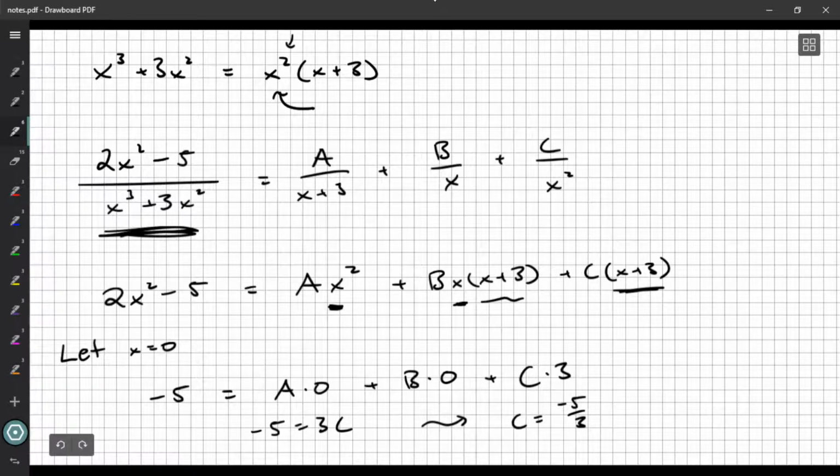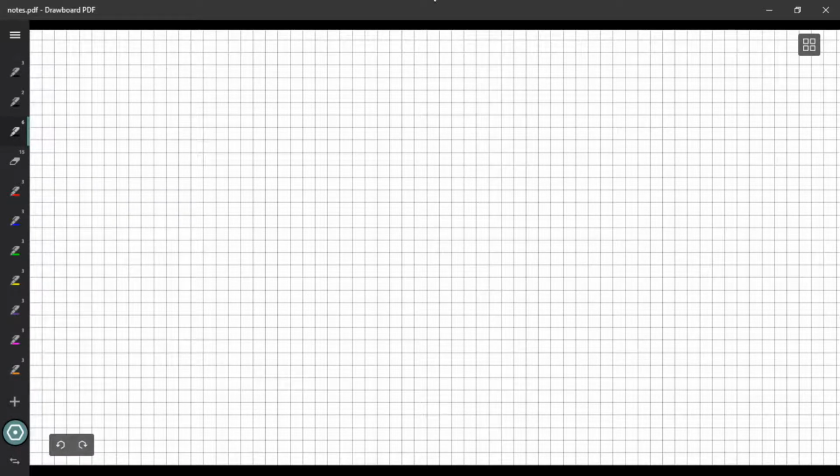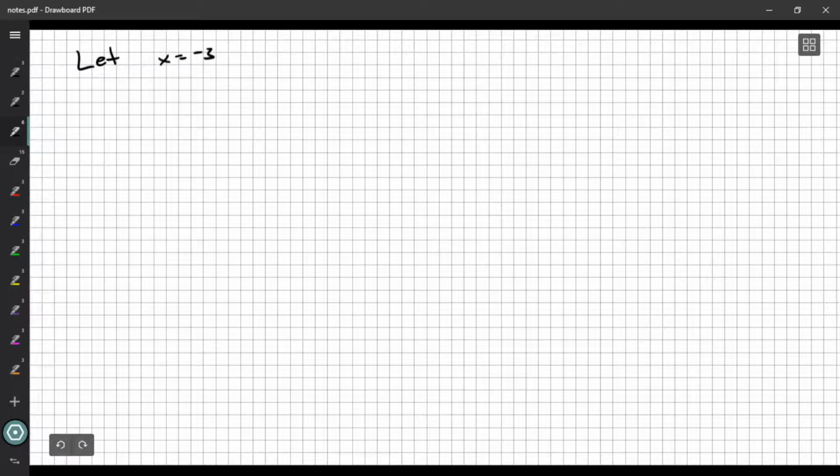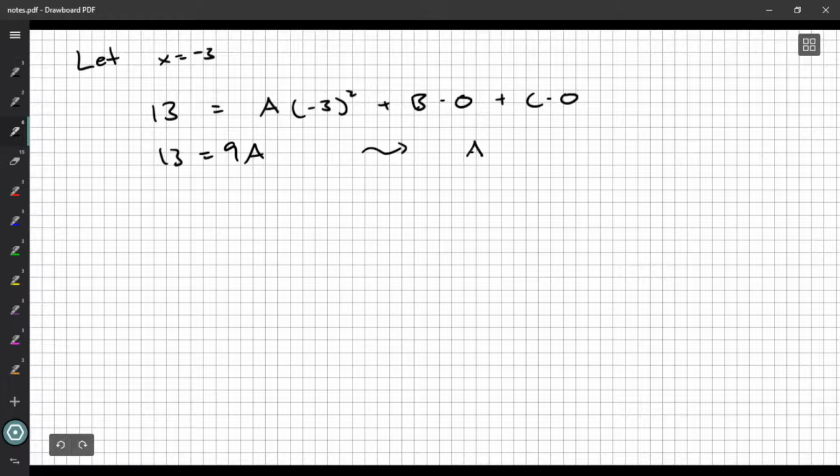Well, I notice B and C both have an x + 3. Is there a value of x that makes that 0? Yeah, −3. So let's try −3. Now, 2x², so that's going to be 2 times (−3)², so that's 2 times 9, 18, minus 5 is 13. So B will have a 0 and C will have a 0 with them, so we can safely ignore what they are. So we'll get 13 is A times 9. So A is 13/9.